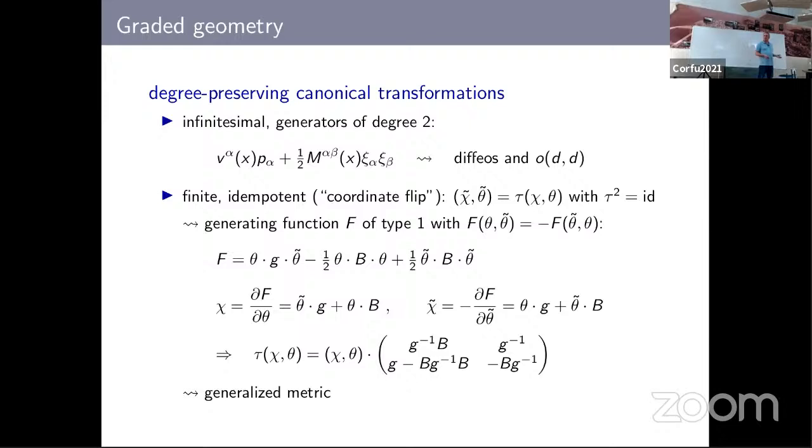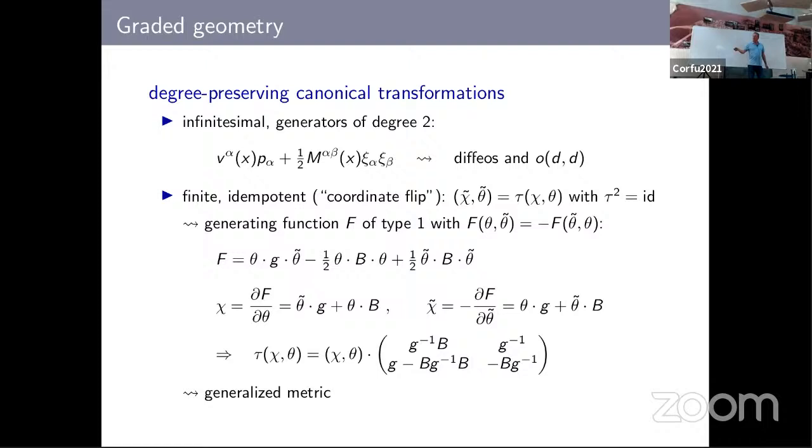Again, you have canonical transformations here that preserve everything. I'll just focus on the degree-preserving generators of degree 2. The things linear in the momenta generate diffeomorphisms, and the ones which are quadratic in the degree 1 coordinates generate odd transformations, just like the example before; they generate the local Lorentz transformations. Then there's an interesting finite canonical transformation, which is just like exchanging X and P in classical mechanics, but here exchanging the two sets of odd variables.